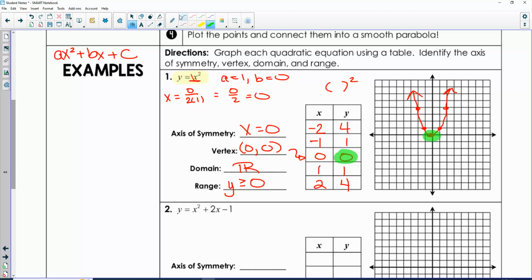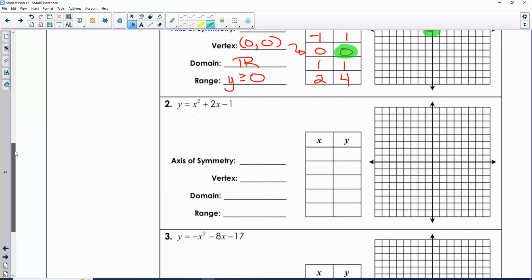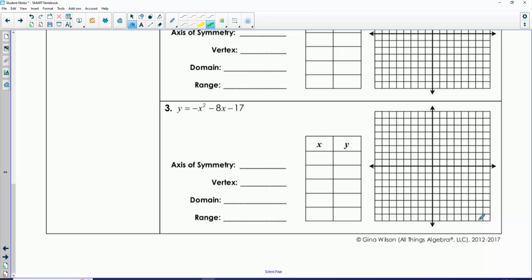Any questions on that? I'm going to go to number 3 next. I've got a lot of examples on here, so we're going to jump around a little.